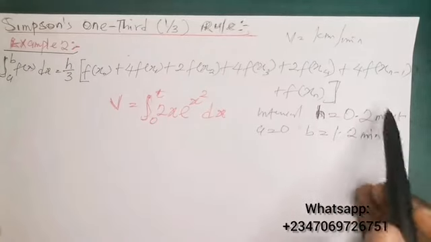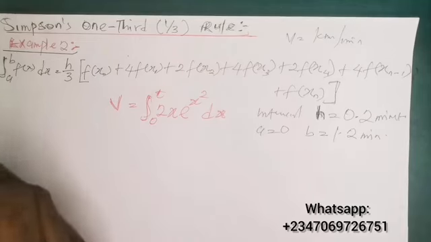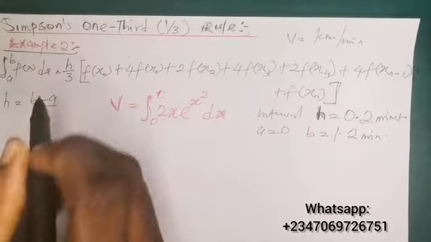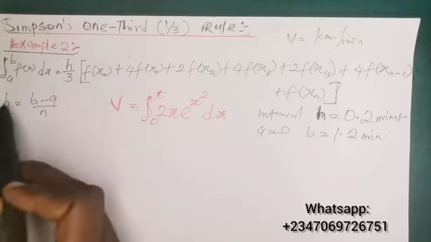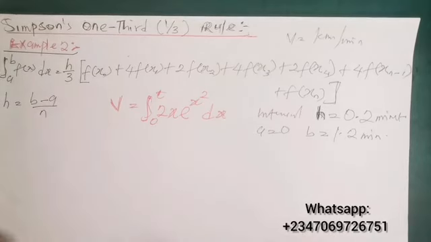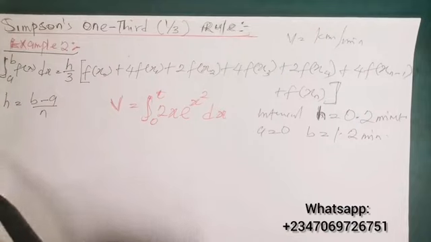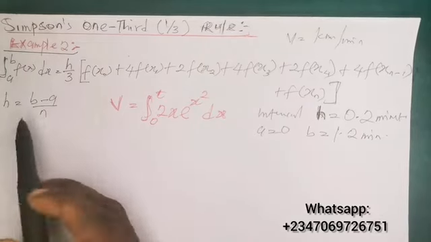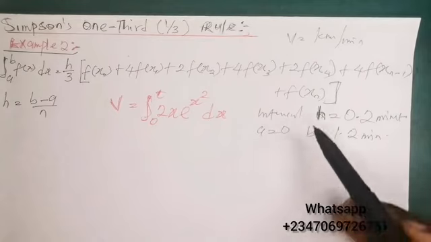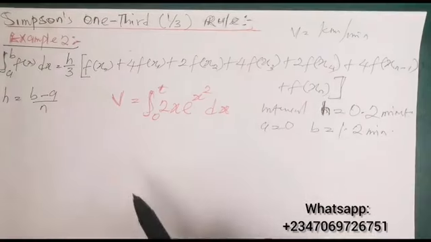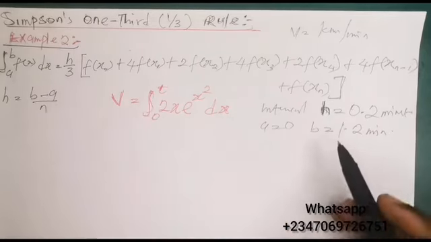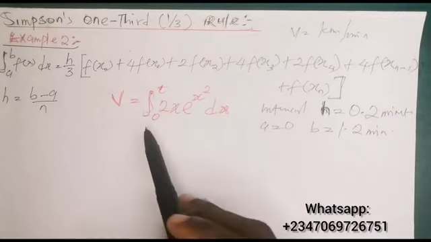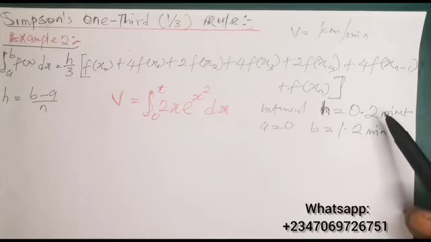Now h is 0.2. How is h 0.2? You recall the formula for h. h is simply equal to b minus a all over n, where n simply means the number of intervals and h itself is the interval width. So how do we know that h is 0.2? It's already given in the question. So we need to now find n, which is how many times this is split to obtain the interval to be 0.2. The limit is from 0 to 1.2, so we're splitting from 0 to 1.2 using this interval of 0.2.